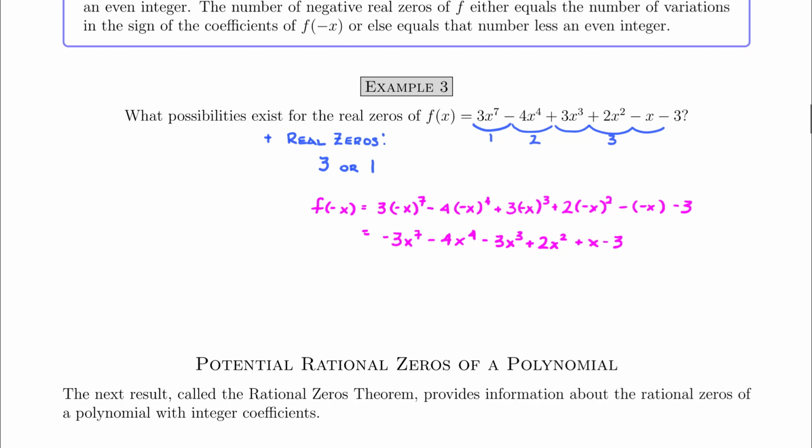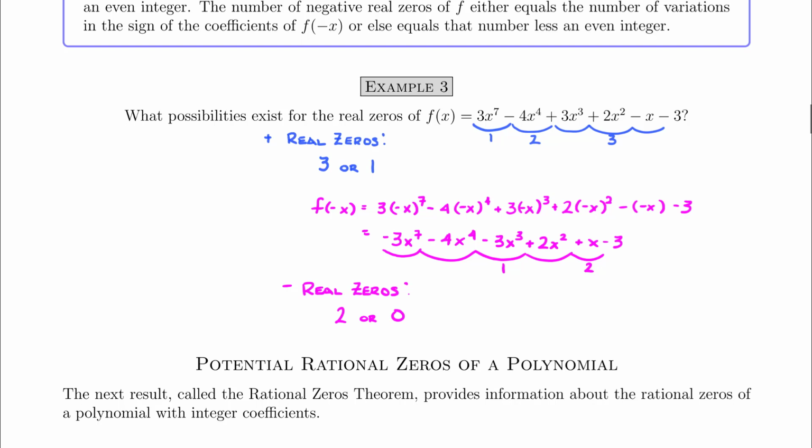And we're going to count sign changes again. So we go from negative to negative, negative to negative, negative to positive. We get 1, 2. So we have 2 sign changes. So the possible number of negative real zeros that exist for this particular function are 2. We reduce that by 2. We get 0. So we have 2 or 0.